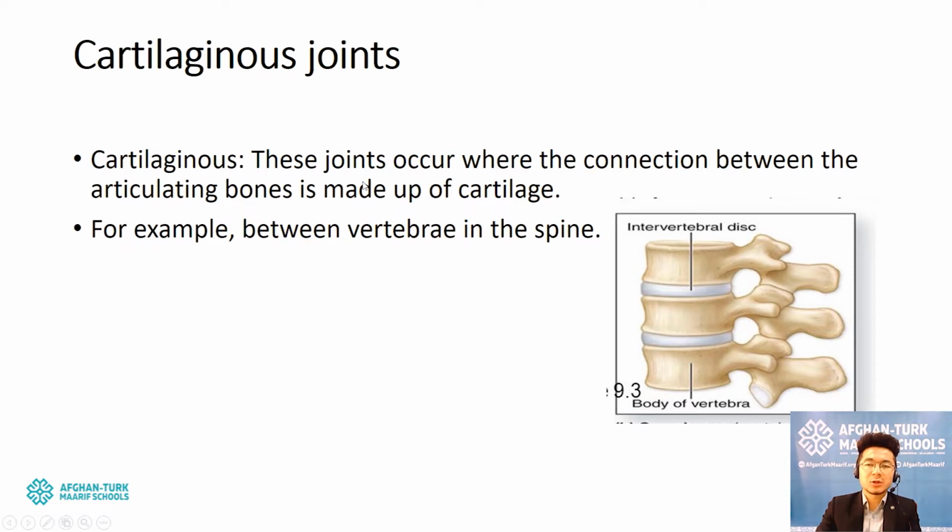Cartilaginous joints are the type of joints which are based on cartilage. It means two articulating bones come together and make this type of joint with the help of a cartilage. For example, the joints between the vertebrae in our spinal column.